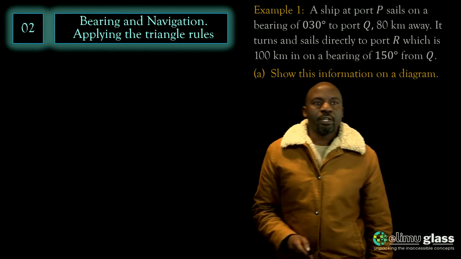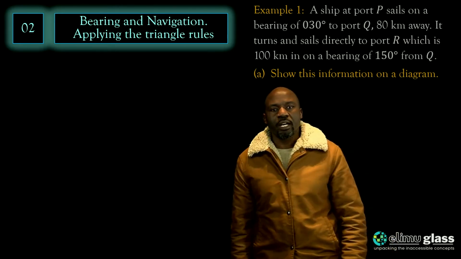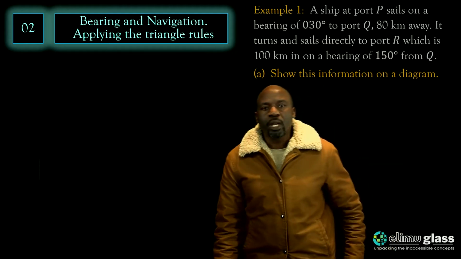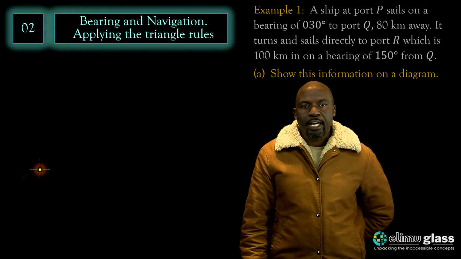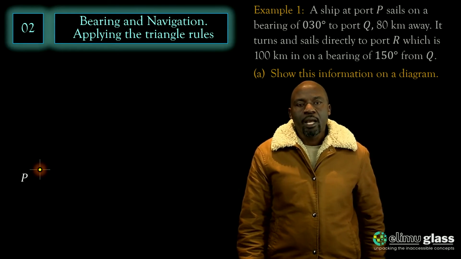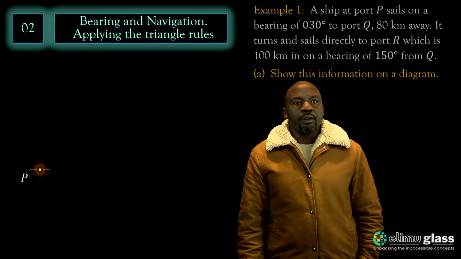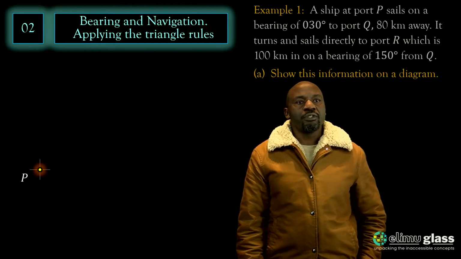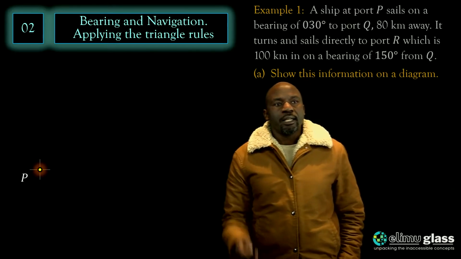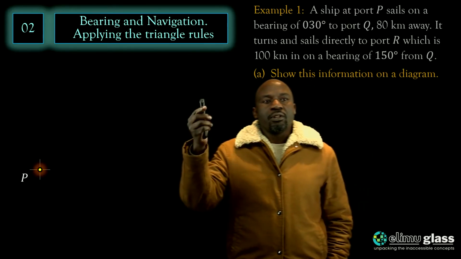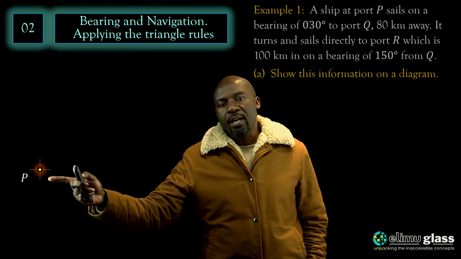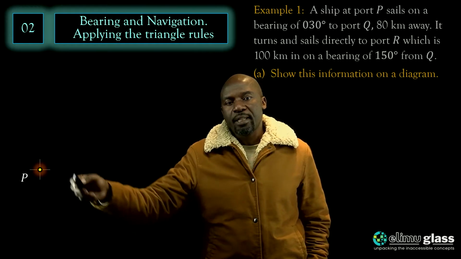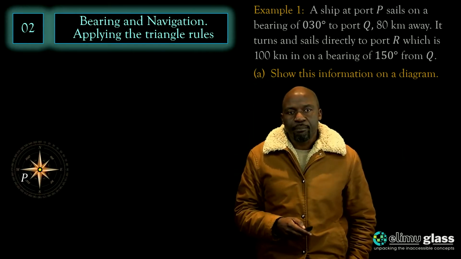A ship is at point P, so we make a point P there. That's going to be my point P, so let's label it P. The ship is sailing on a bearing of 030 towards point Q. That means point Q is on a bearing of 030. To do that, we will place the compass needle there. There's my compass needle.